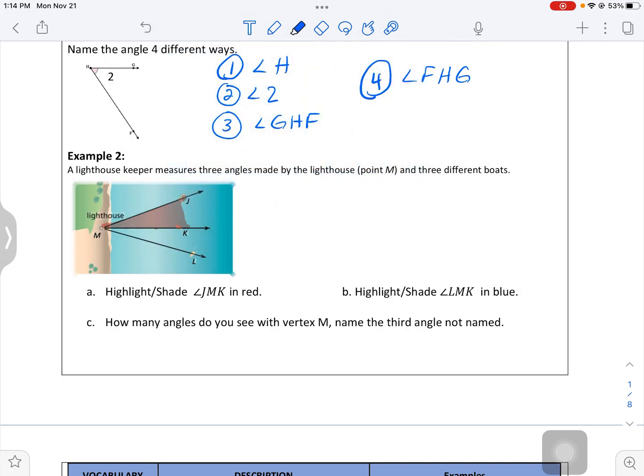Now it says highlight or shade angle LMK in blue. So L to M to K. This is the angle inside.